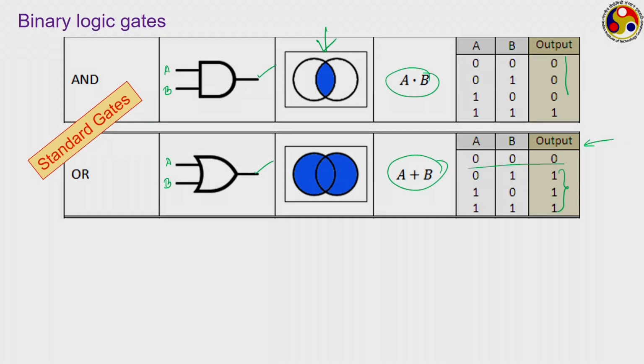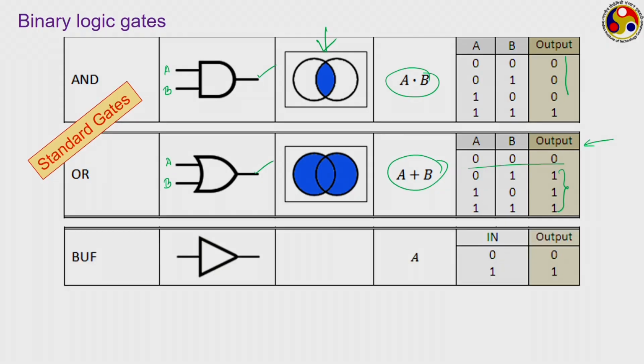I repeat, in case of the AND gate, you need to have both inputs switched on to get an on output or some signal at the output. Even if one of the signals is off, there will be no output. On the contrary, with the OR gate, whenever even a single input is on, it is going to give you an output. These two are called the standard gates, the most basic gates.